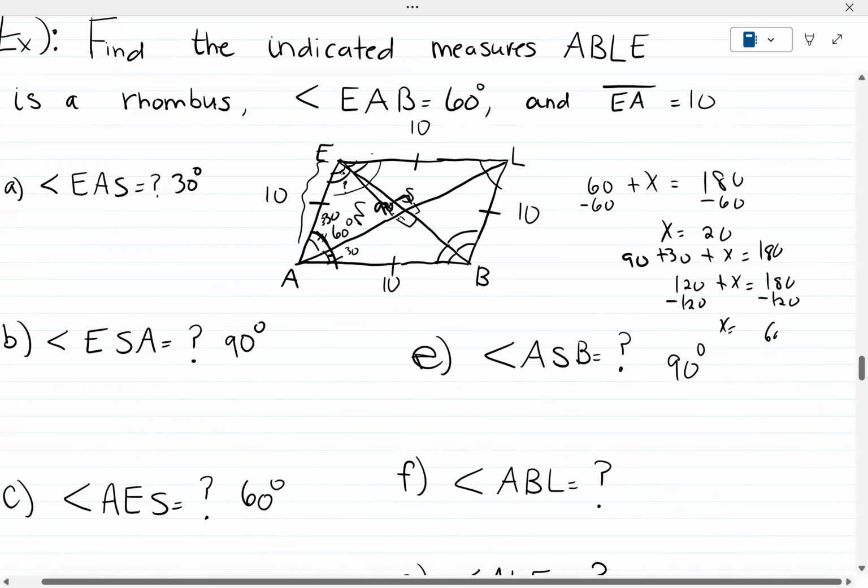What about F, angle ABL? ABL is this entire angle. And what is that? I know that this angle is 60, and these angles are supplementary. So 60 plus x equals 180, and if you subtract 60 from both sides, you get 120. So angle ABL is 120 degrees.